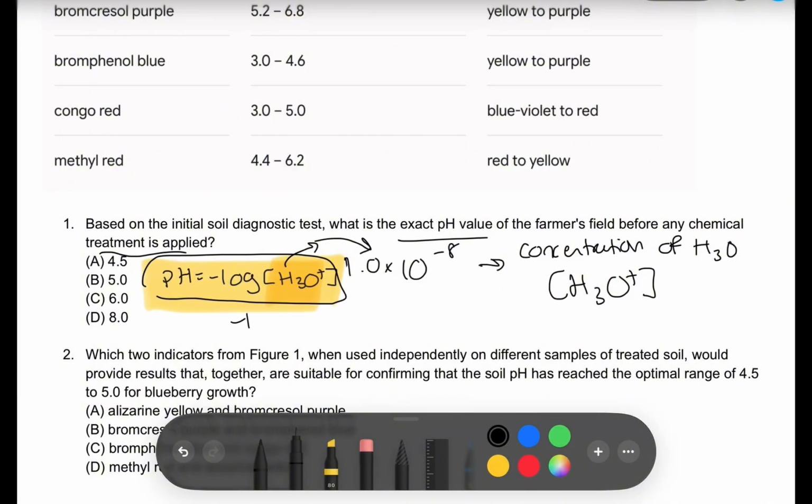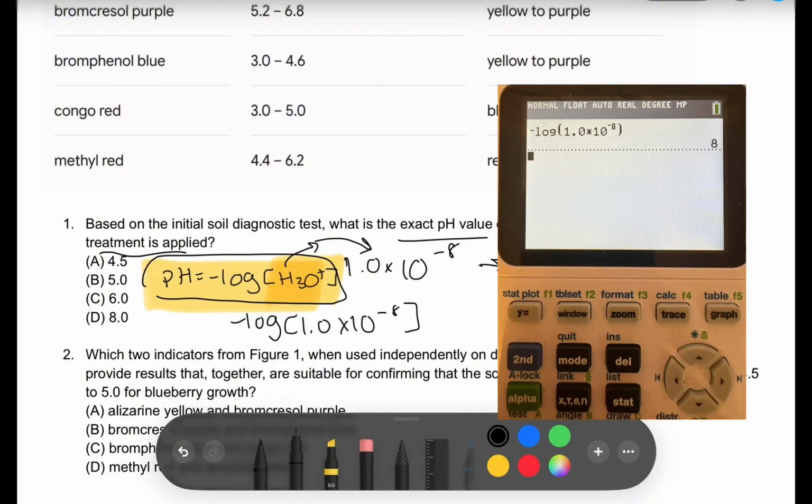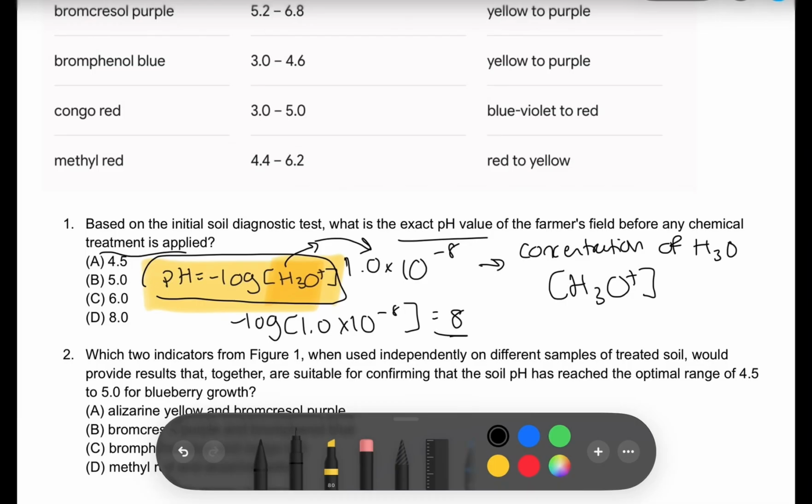So if we input in the calculator negative log and then 1.0 times 10 to the power of negative 8, we're going to get an answer of 8. And this answer indicates that the pH is equal to 8. But a quicker way you can do this, that only applies when this first number here is 1.0, is that if we look at the exponent here and take just the x value, so if we just take 8, that is our pH. So our pH regardless is 8.